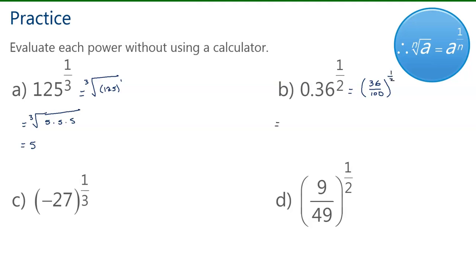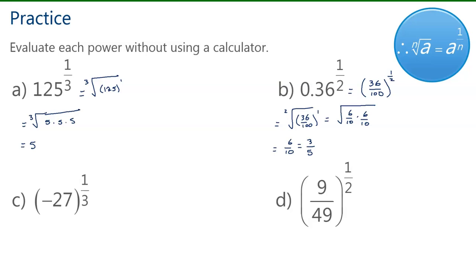According to the rule in the upper right-hand corner, nth root of a equals a to the 1 over n. This is equal to the square root of 36 over 100 to the 1, which is really just the square root of 36 over 100. 36 and 100 are perfect squares, so that's square root of 6 over 10 times 6 over 10. So that means the answer is just 6 over 10, which can be simplified to 3 over 5 if we divide both numerator and denominator by 2.